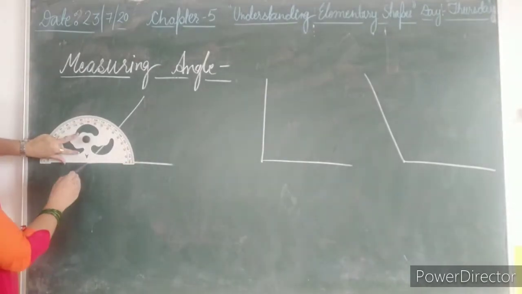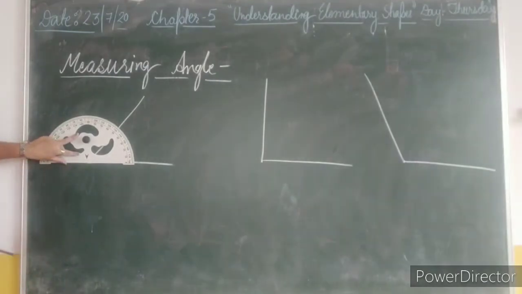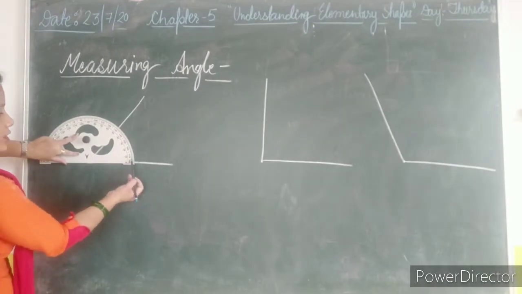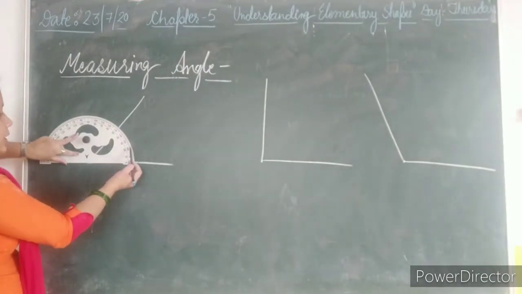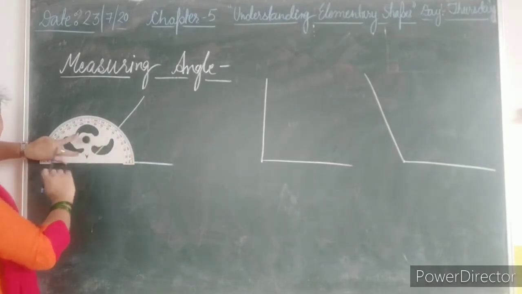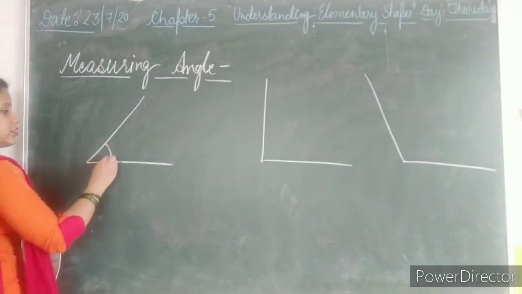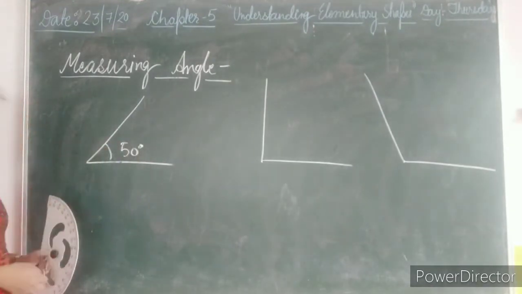That is the corner of your triangle. Okay, and I am going to fix it in the center of the protractor. Now that is your 10 degree, 20, 30, 40 and 50. So this angle is 50 degree. Okay, it is your 50 degree angle.